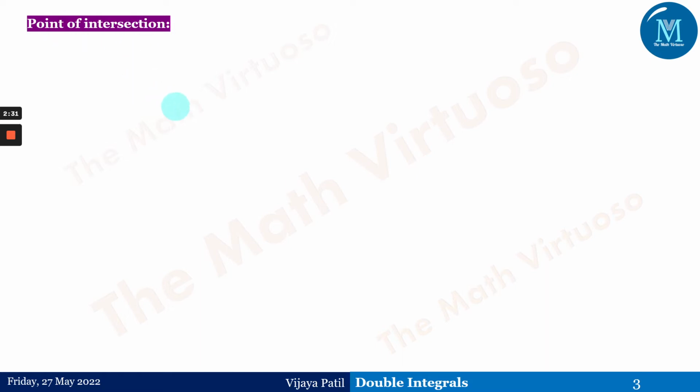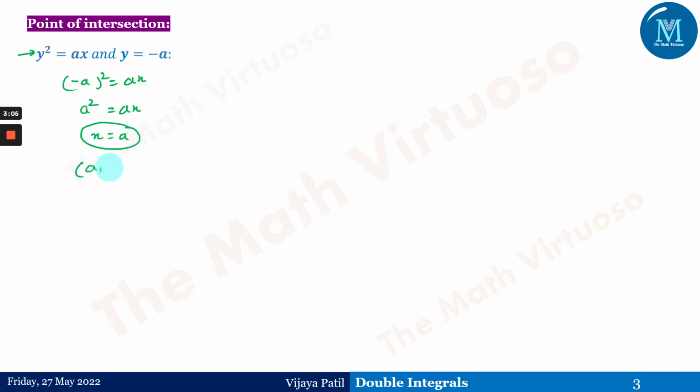and that's the reason we need to understand the point of intersection of all of them. Suppose we need to find the point of intersection for y square equals ax and y equals minus a. We put minus a, the whole square, equals ax. So we are replacing y by minus a in this equation. So a square equals ax, that is x equals a. So if x equals a, what would be y? y is minus a.